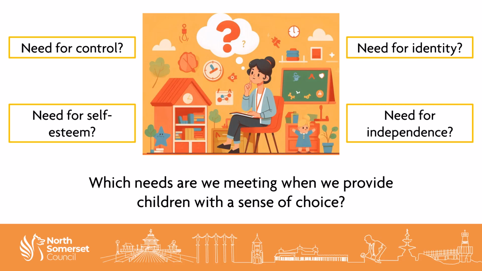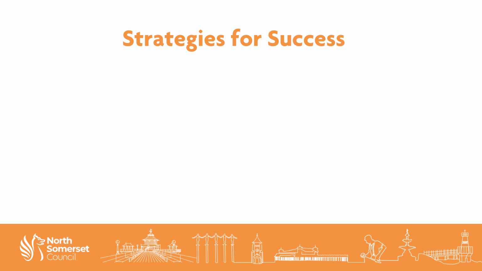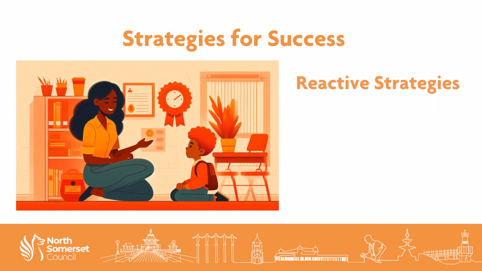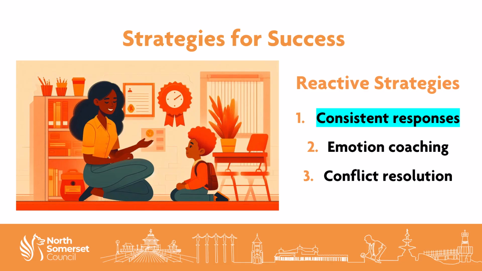So now we'll look at some reactive strategies, and these are all examples of ways that we can respond to unwanted behaviour. And firstly, we have the idea of giving consistent responses. This is about helping reduce children's desire to test the boundaries by making them as clear and predictable as possible.